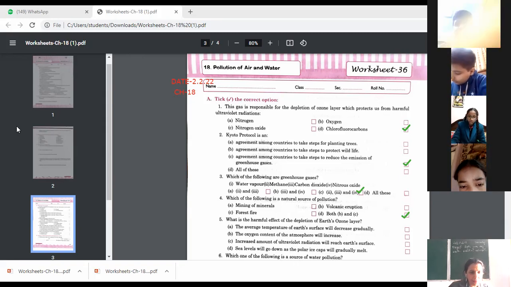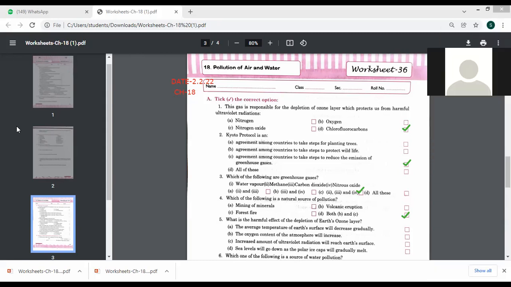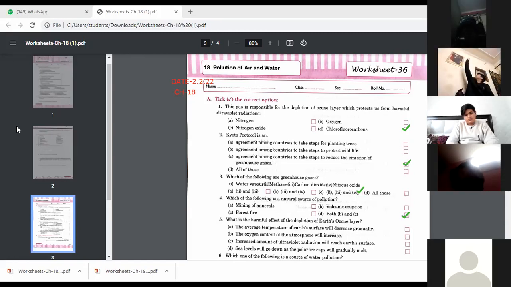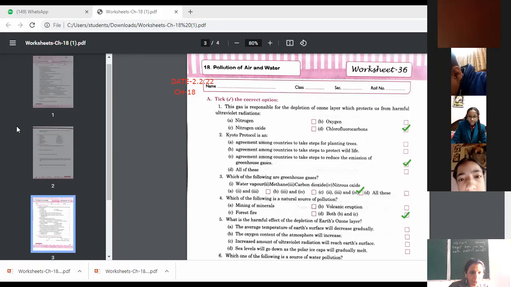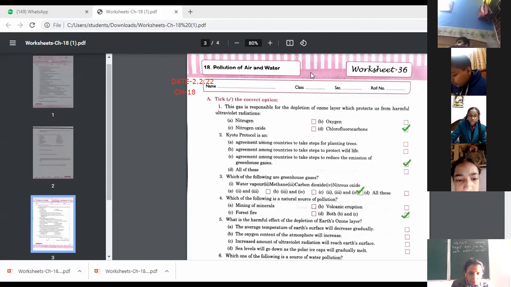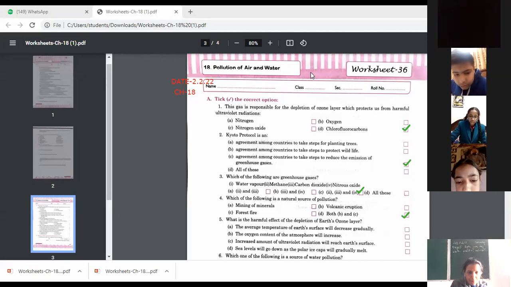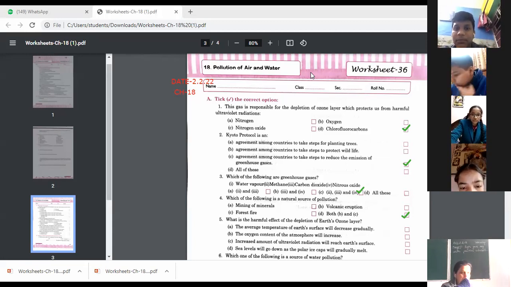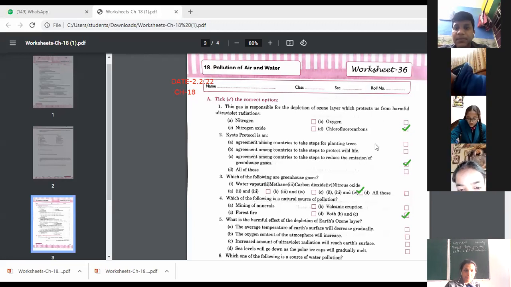Rest can also try. Harshit Singh, give the answer. Ma'am, option C, increased amount of ultraviolet radiation will reach Earth's surface. Okay, fine. Harshit Tyagi, what do you say? Ma'am, number 5, the average temperature of Earth's surface will decrease gradually. Which option are you saying? The first one? A. Okay, Geet, give the answer of number 5. Ma'am, option C, increased amount of ultraviolet radiation will reach.